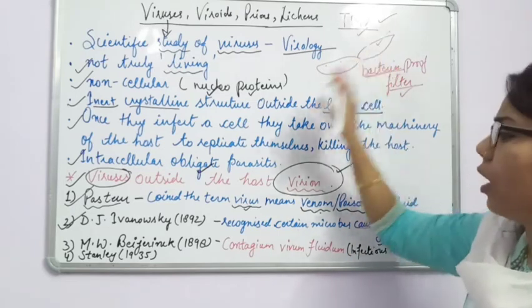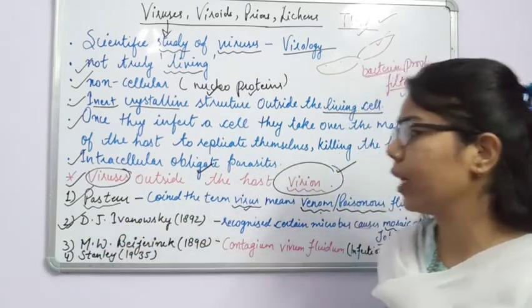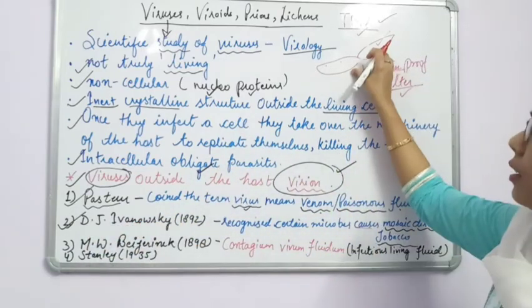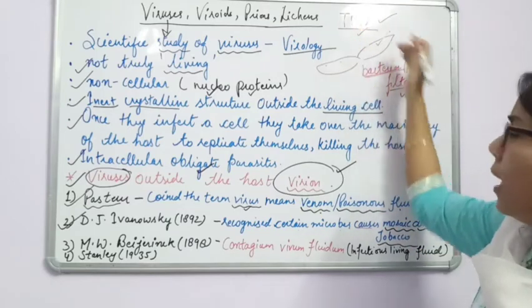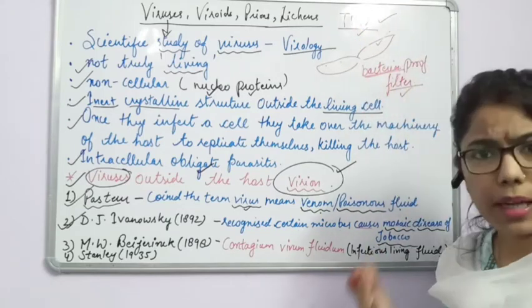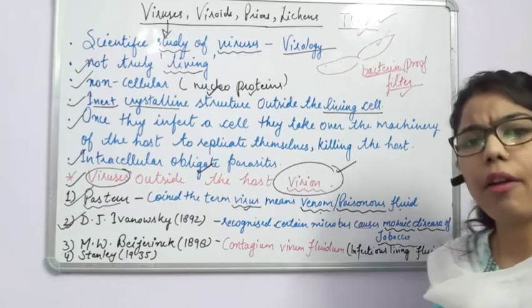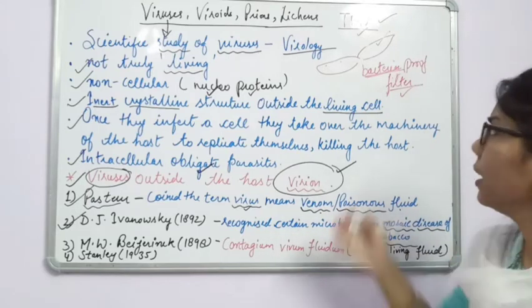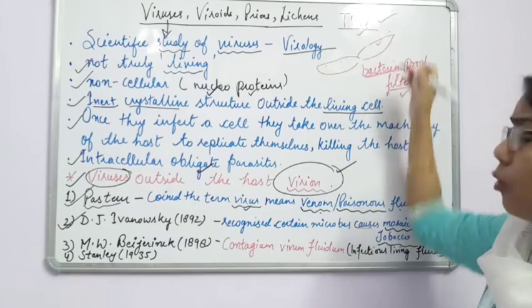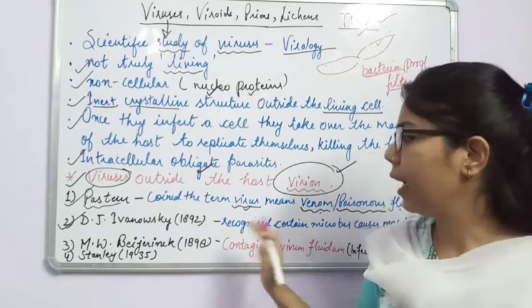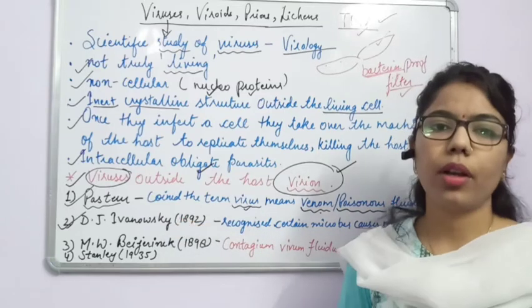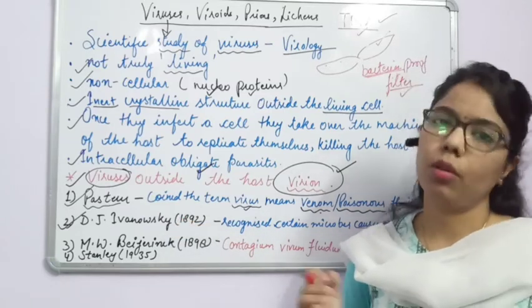So if I ask what Ivanovsky did: he extracted these microbes from the diseased plant and passed them through the bacteria-proof filter, and afterwards the microbes passed through this filter. He concluded that finally these are much smaller in size than bacteria also.